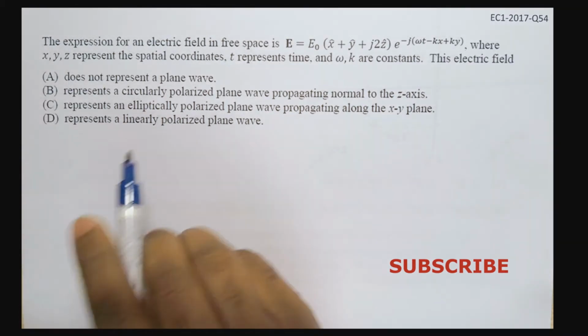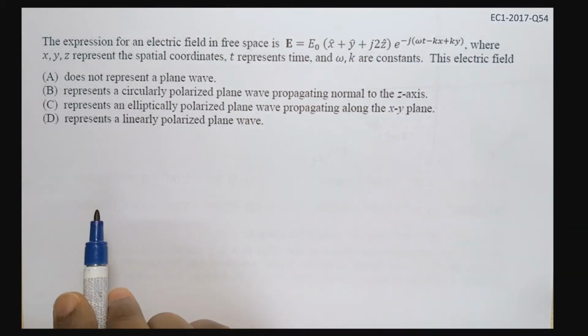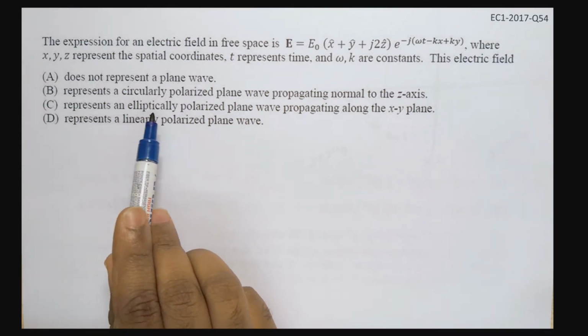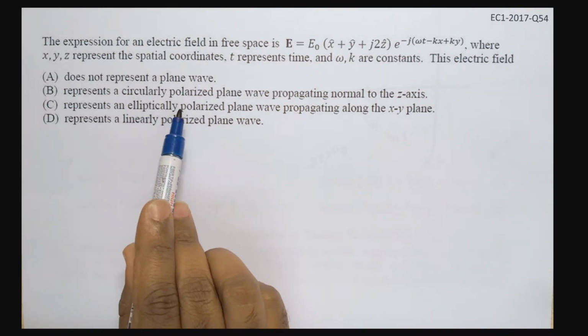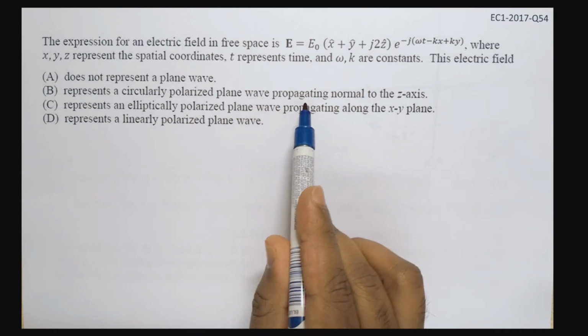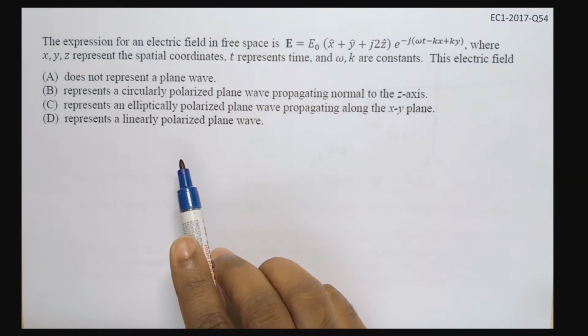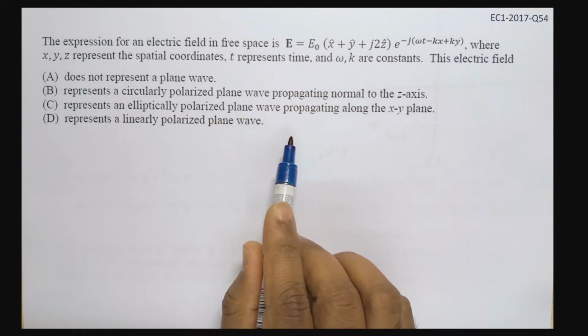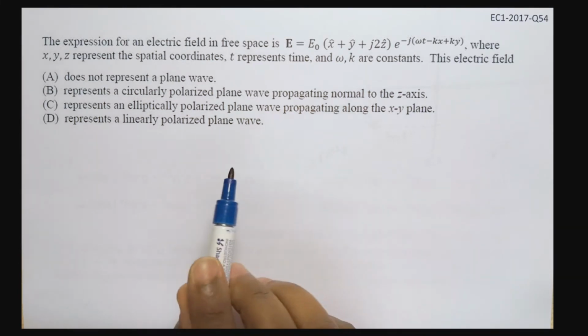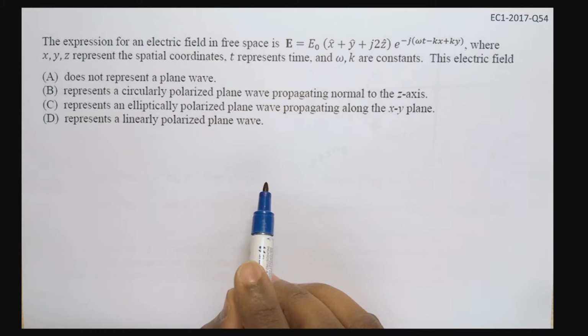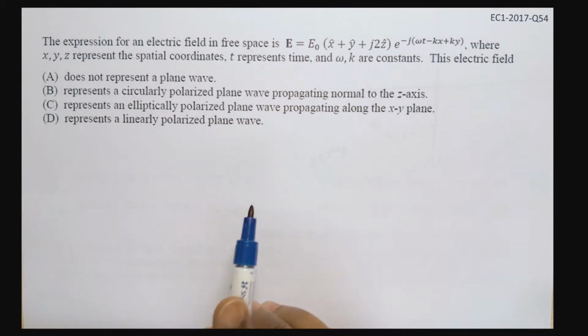Today I have one more question for you from GATE 2017 Electronics and Communication paper on uniform plane waves. So here is the question. The expression for an electric field has four options. Option A does not represent a plane wave, option B represents a circularly polarized plane wave propagating normal to the z-axis. Option C represents an elliptically polarized plane wave along the xy plane, and option D represents a linearly polarized plane wave.